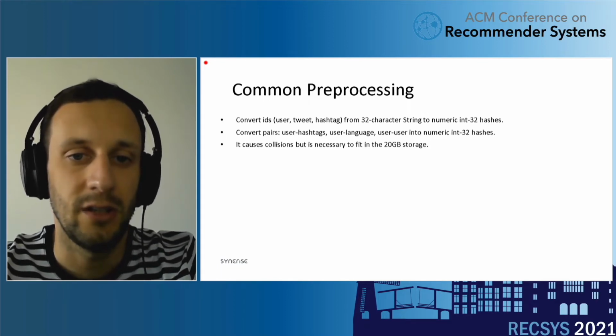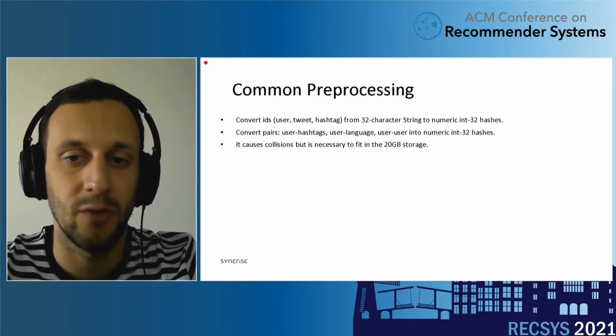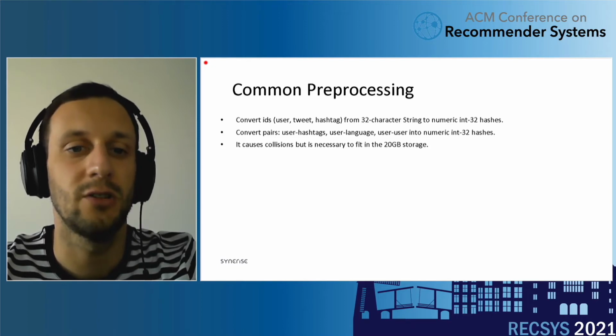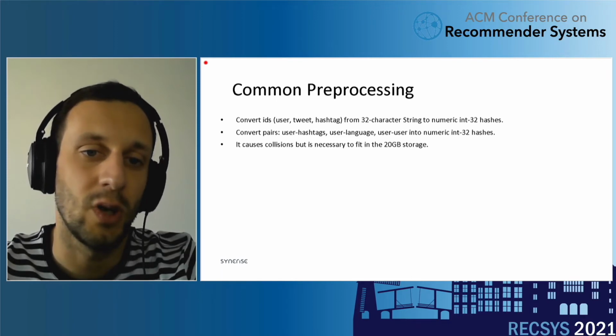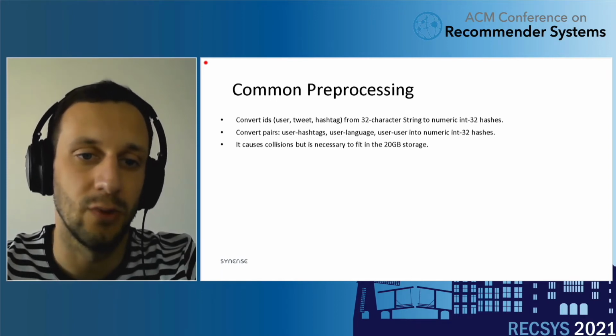And one additional thing is that our count encoding module also uses a combination of features. We can compute a user ID with language and hashtag, and convert it into one hash int32 number as well.